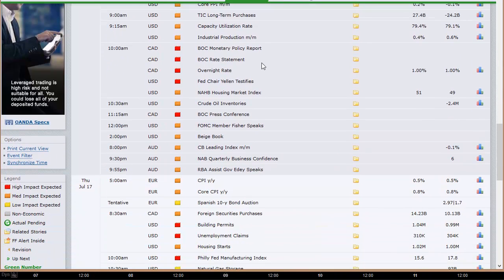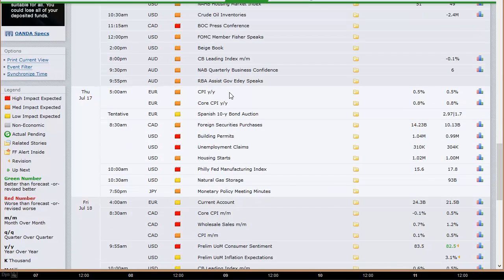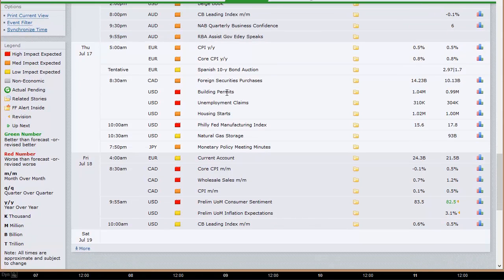We've got the Bank of Canada's rate announcement at 10 a.m. Yellen continues to testify to Congress. We've got the NAHB Housing Market Index here in the U.S. and crude oil inventories. And then the Bank of Canada's press conference from the rate announcement. Beige Book in the U.S. here at 2 p.m. on Wednesday. A couple of minor data points out of Australia that night.